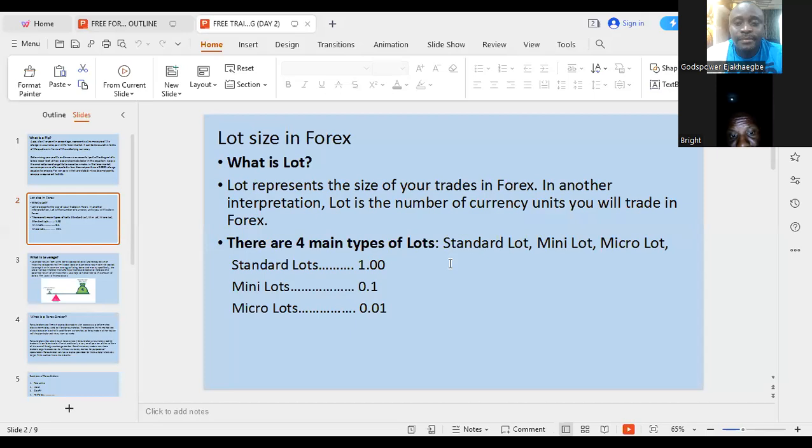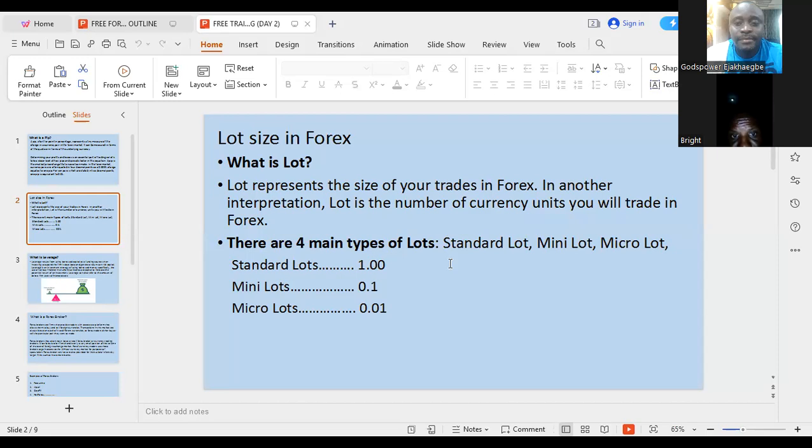My next slide is lots. What's lots? Lots represents the size of your trade in forex. And a lot is the number of currency units you will trade. Now, let's pay attention to this. There are actually 4 types of lots. And they are micro lots, mini lots, standard lots, and nano lots. Now, nano lots is not of relevance. That's why I'm not adding nano lots to my explanation.